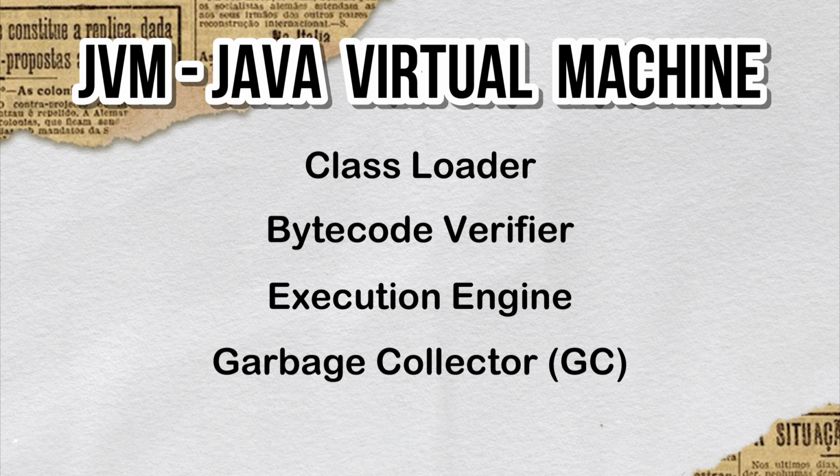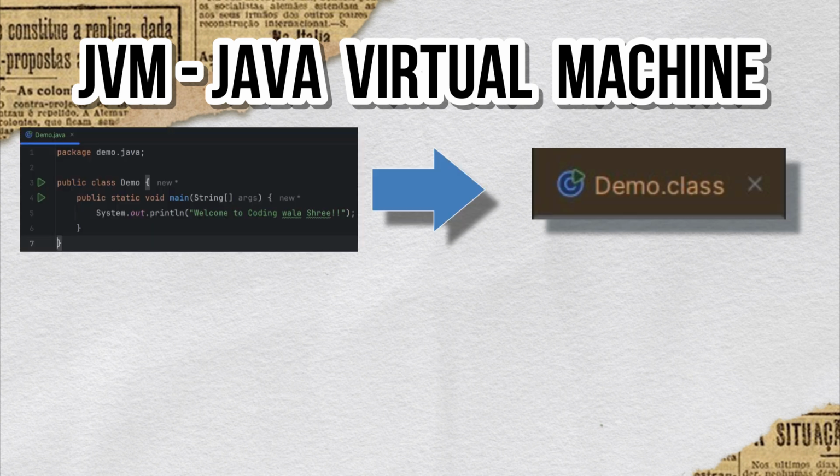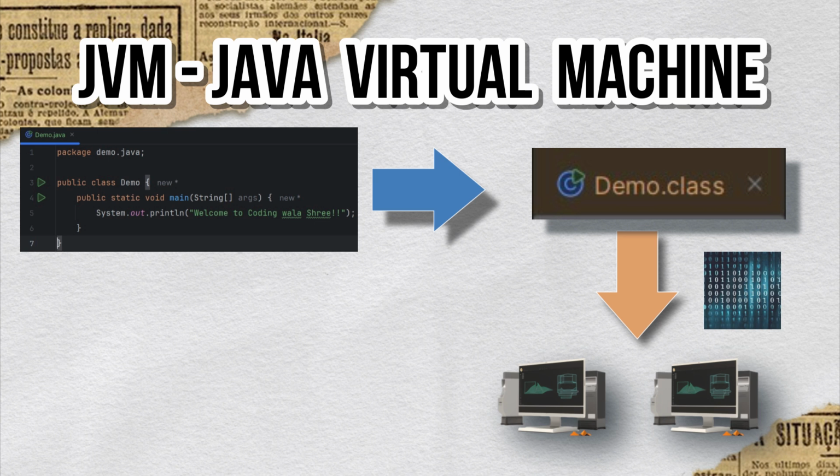So JVM is part of the Java Runtime Environment, which includes additional libraries and components to run Java applications. So in summary, JVM is an engine that runs Java applications by translating bytecode into machine specific code, ensuring Java's write once and run anywhere philosophy.